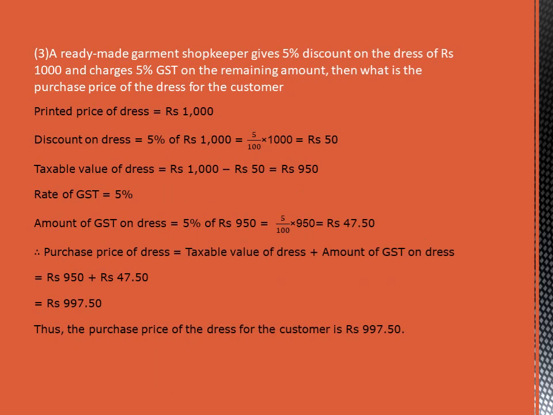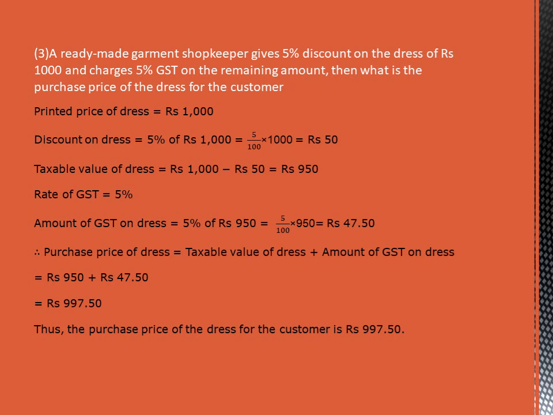Now sum number 3. A ready-made garment shopkeeper gives a 5% discount on a dress of rupees 1000 and charges 5% GST on the remaining amount. What is the purchase price of the dress for the customer? It is the same type as the last sum. First, the printed price is 1000. 5% discount means 5% of 1000, which is 50 rupees. Then the taxable value is 1000 minus 50, which is 950 rupees. Now on 950 rupees the GST is 5%, that is 5% of 950, which gives 47.50 rupees.